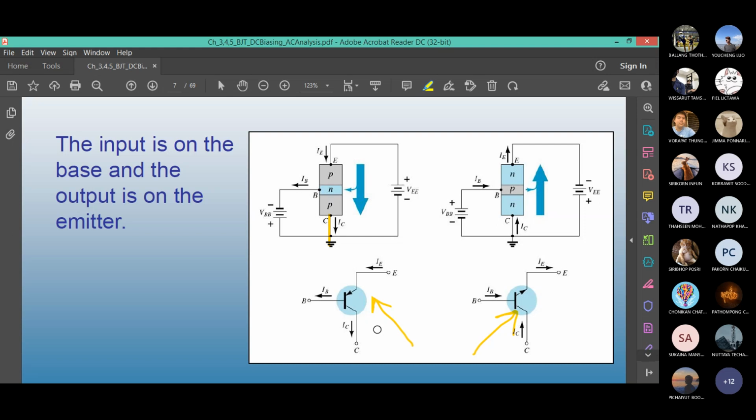Before we move on to the next part, there is one other thing you should remember, which is the nature of the BJT. A BJT is a current controlled device. In order to get some output, you have to have an input, and the input is a current, which we'll see in the next few slides.